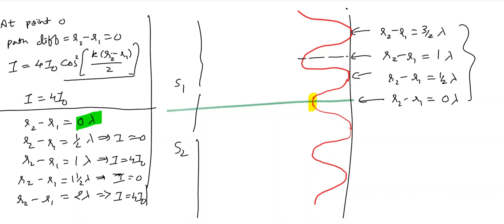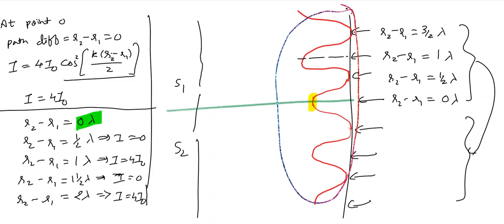And this is applicable on this side also. The path difference has to be half lambda, 1 lambda, 1.5 lambda, 2 lambda. So this pattern which we get on the screen is called interference fringes.